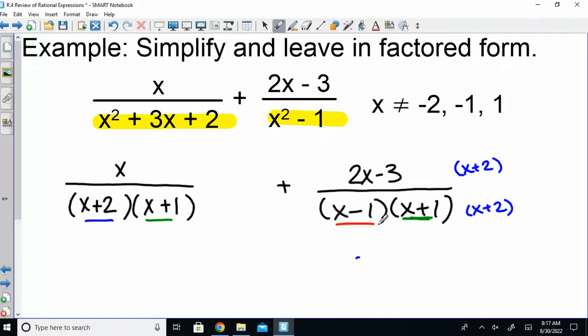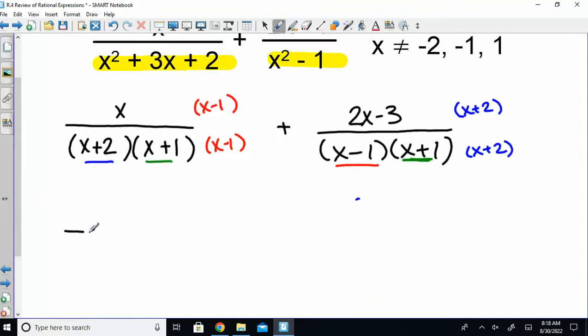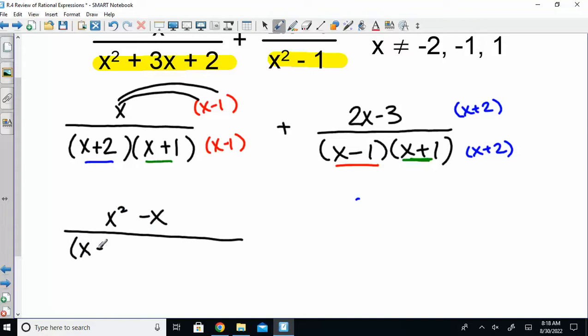Alright, so we've taken care of the first fraction. The second fraction, we have an x minus 1. We need it in the first. So on the top, I do want to go ahead and multiply this out, so we get x squared minus x. On the bottom, just like when we multiplied, I just said save your time, you don't have to multiply it all out, leave it in factored form.